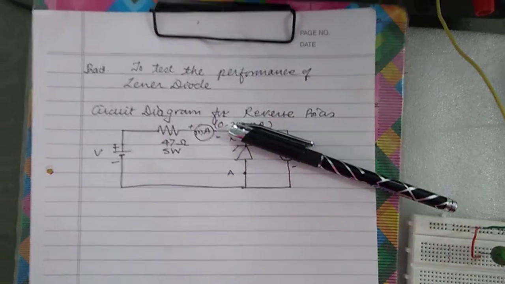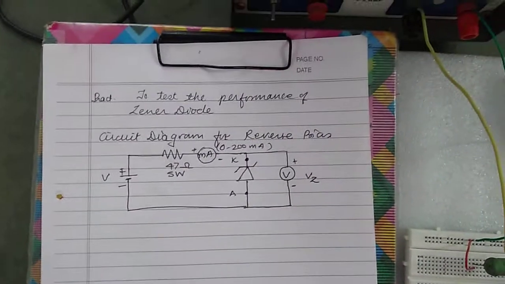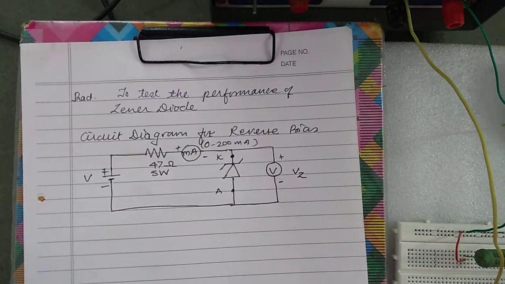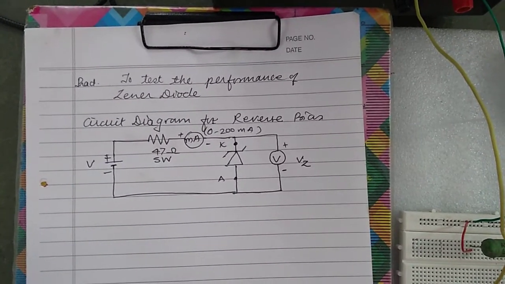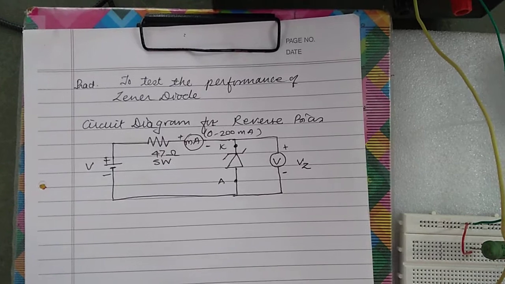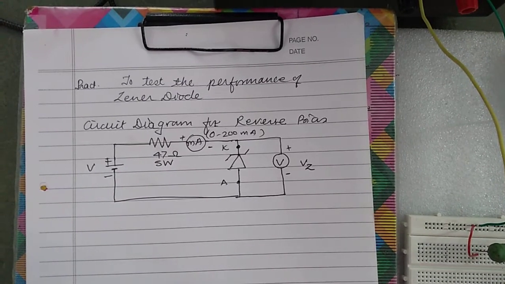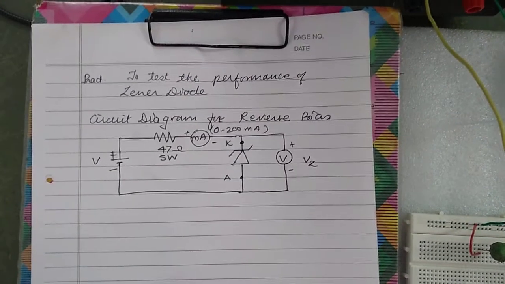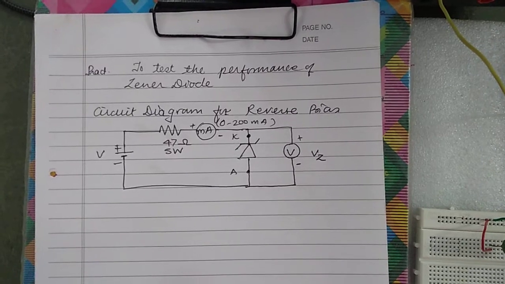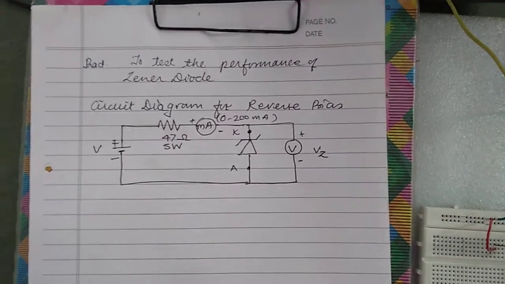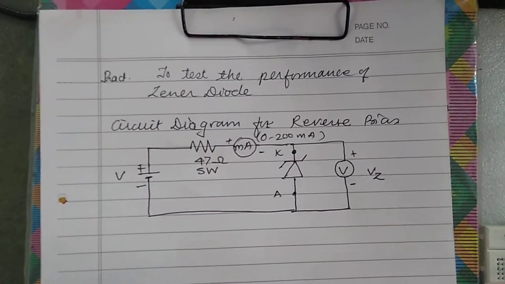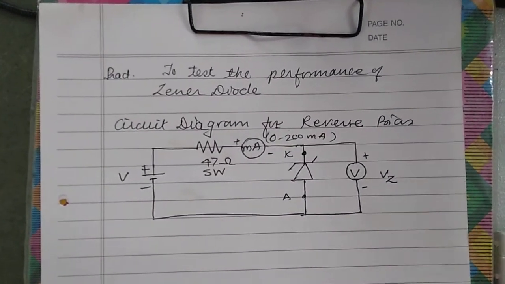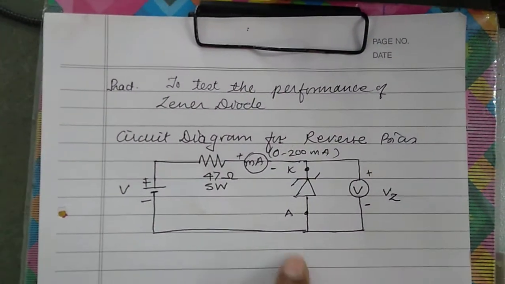So first we will study the VI characteristics of Zener diode in forward bias. The main application of Zener diode is that it acts as a voltage regulator and it is always operated in reverse bias. So this is the circuit diagram for Zener diode as voltage regulator, or we can say Zener diode connected in reverse bias.